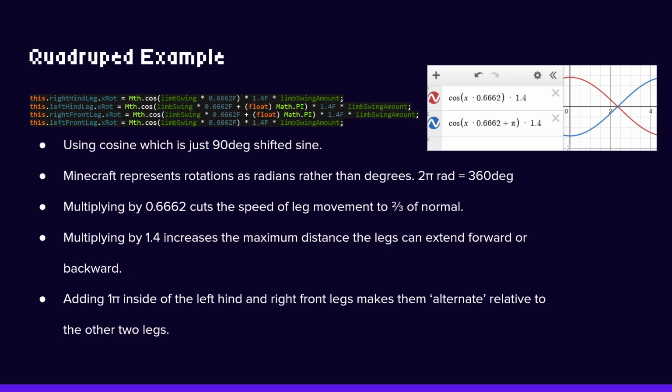So if we look at this example, you can see it's multiplying by 0.6662 inside the cosine function, which is basically just cutting the oscillation of legs movement by 2/3 for quadrupeds. And then on the outside, it multiplies by 1.4, which just increases the distance that the legs can rotate forward or backwards. And then you can also see that the left hind leg and the right front leg have math.pi being added on the inside. So what that's doing is basically shifting the time factor by a fixed amount, and that makes it appear as though the legs are alternating, because the different legs will go back and forth at the same time in different directions.